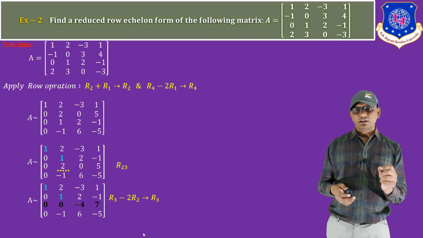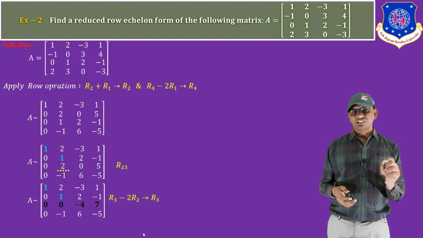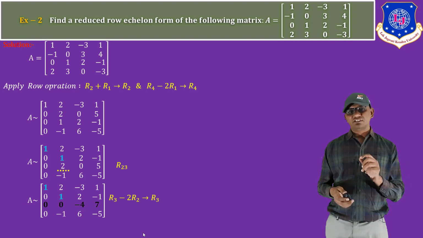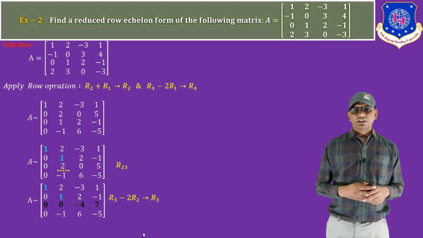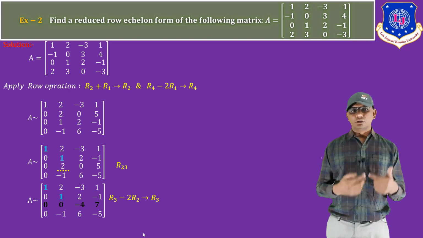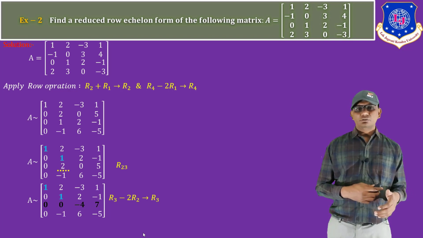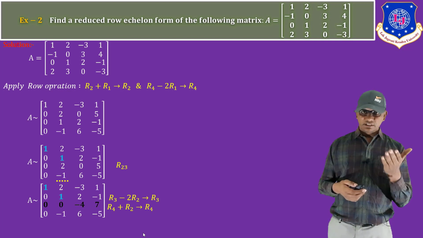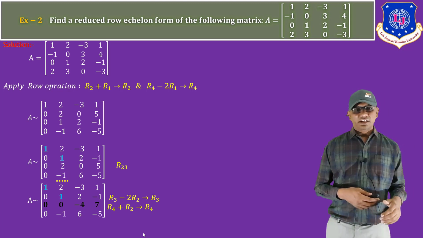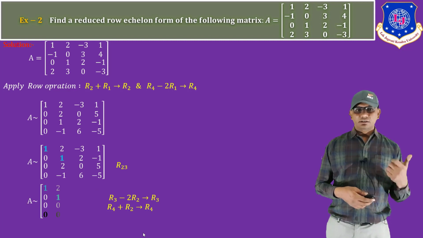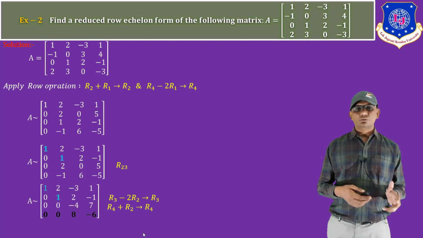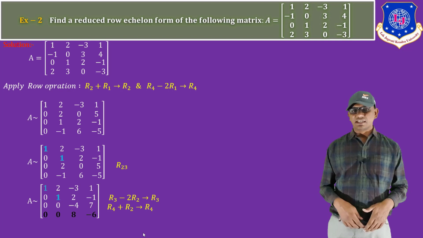So our new entries, given in black color, are 0, 0, -4 and 7 after applying this particular operation on the third row. And now we have to convert the -1 in the second column into 0. So we are adding the second row into the fourth row. Then the last row becomes 0, 0, 8, -6.